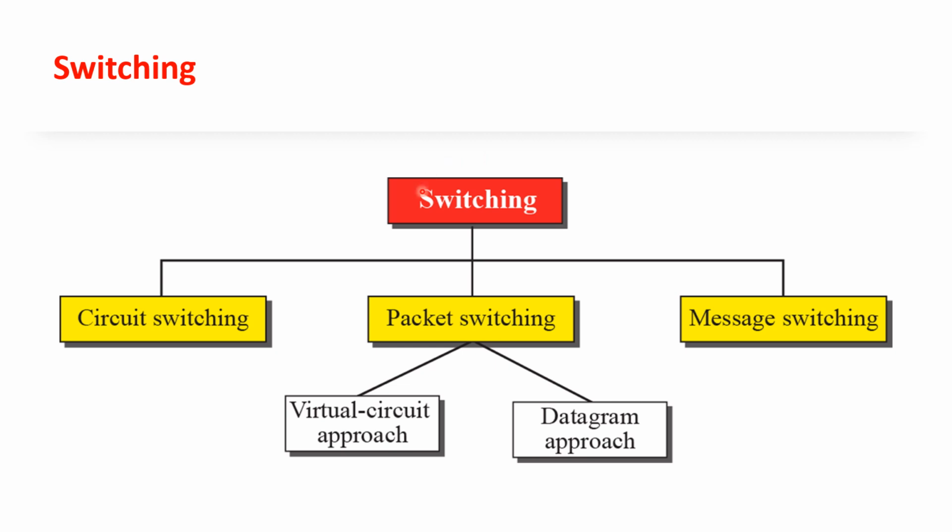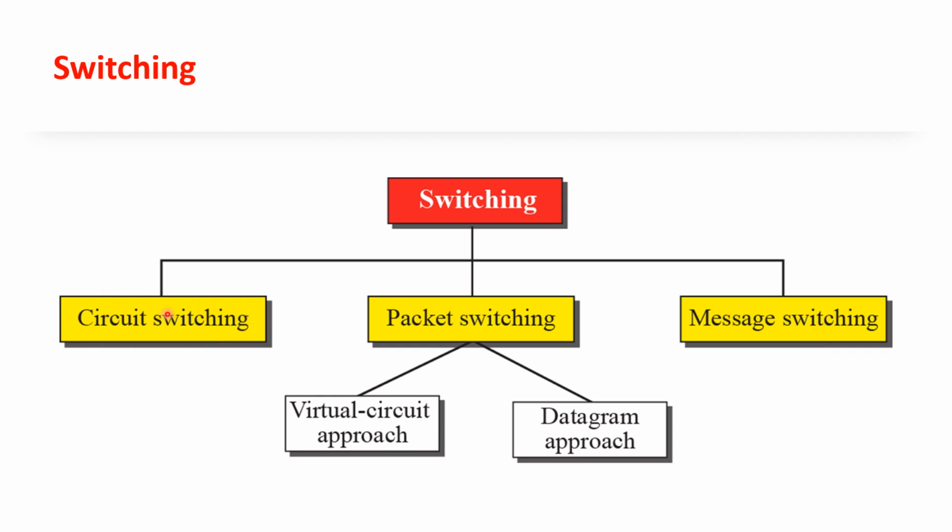Switching in networking refers to the method used to transfer data packets between devices in a network. There are three main types of switching: circuit switching, packet switching, and message switching. Here is an overview of each type.